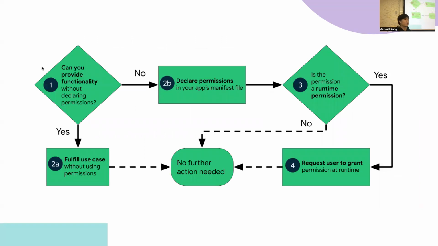Here's a helpful flow chart to decide how to operate with permissions. For example, can you provide functionality without declaring permissions? If you can provide all your functionality without declaring permissions, then just go for it, right? You can fulfill your use case. Otherwise, you want to declare them in your app manifest file. If they're a runtime permission, which means they're a dangerous permission and we have to explicitly ask for them, then we want to request the user to grant permission at runtime. Otherwise, no further action is needed other than putting it in your permissions file.